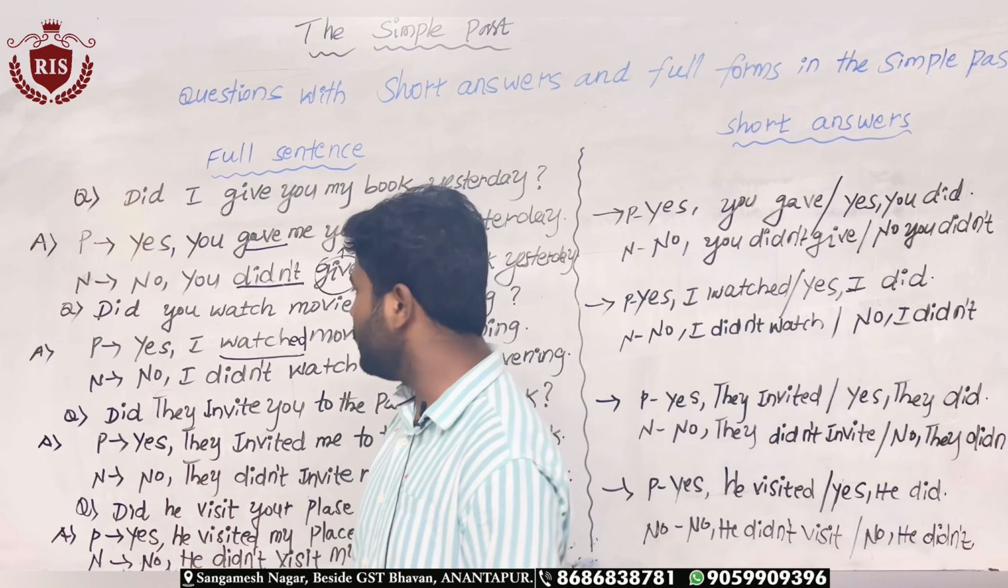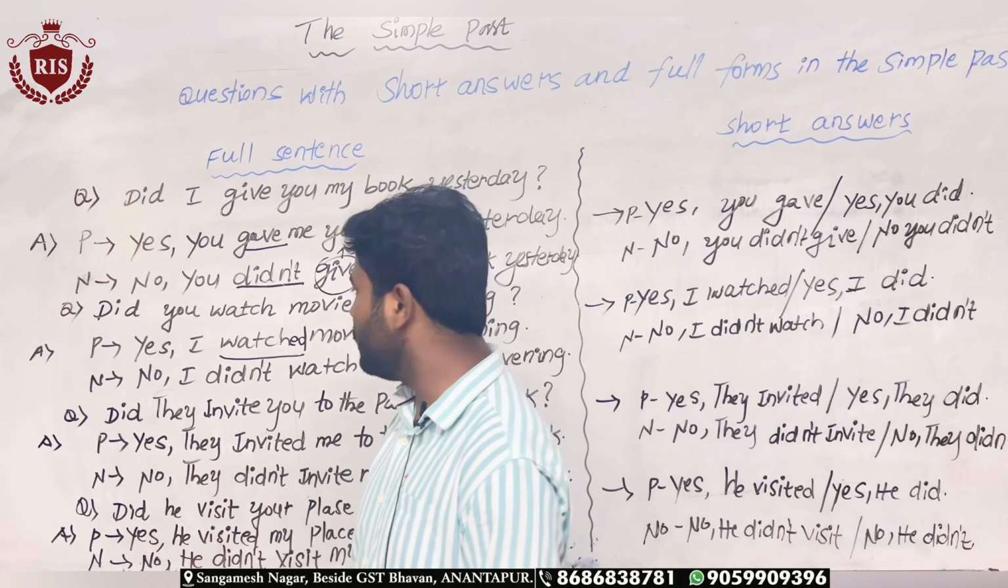The next question is, did they invite you to the party last week? Again here we have used the same formula to frame an interrogative sentence in the simple past. The question starts with did auxiliary. After did auxiliary we have used they as a subject in the sentence, and invite you to the party last evening, the object follows as usual.